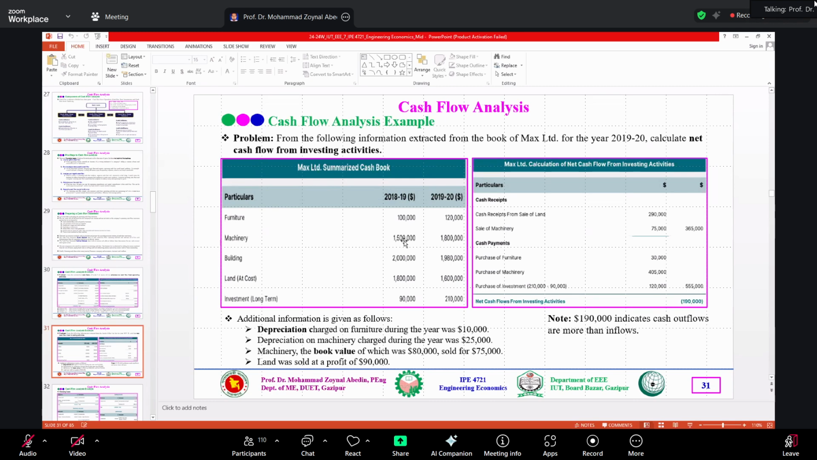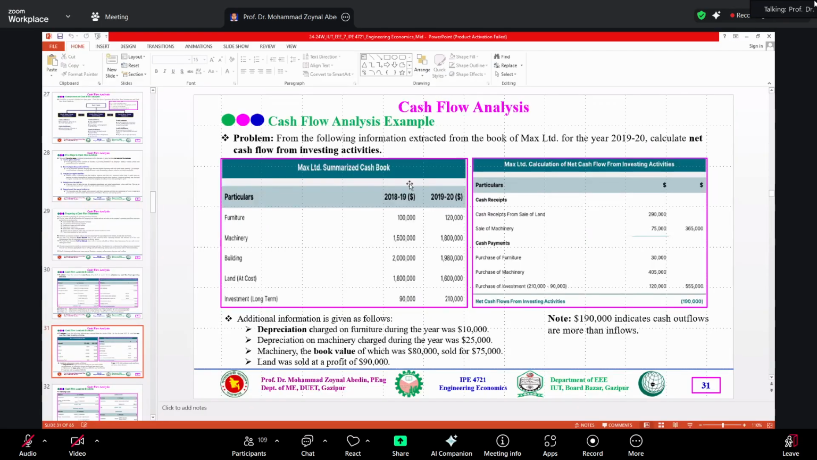Machinery just increased. Building value decreased because depreciation is there. Building will be depreciated. The original value will not be sustained for the next year. Land at cost, land value is decreasing here, maybe for landfill or any other reason, land value just reduced, as given in the exam question table. Long term investment in that year 90,000, here 210,000.